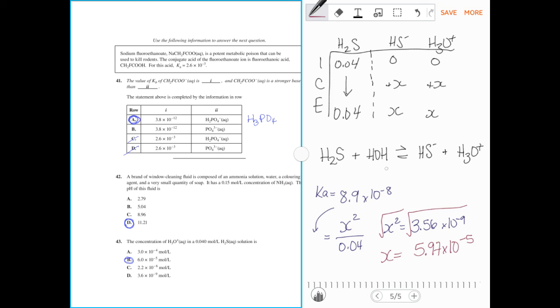So I did end up using my ICE table as a thought process, and then I used that algebraic function again. Now remember, if you're ever solving for pH or your hydronium ion concentration, you always use this algebraic expression.